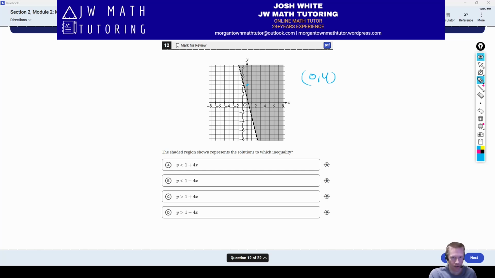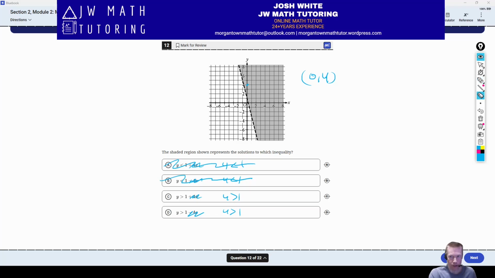So I'm going to go down here, and I'm going to plug in 0 for x and 4 for y and see which of these is true. Notice when I plug in 0 for x, basically all of these drop out. So I'm really just looking at 4 less than 1, 4 less than 1, 4 greater than 1, 4 greater than 1. Okay, well the first two obviously are wrong. Okay, 4 is not less than 1, and if a point is in the solution set, it makes the inequality true. So it's got to be C or D.